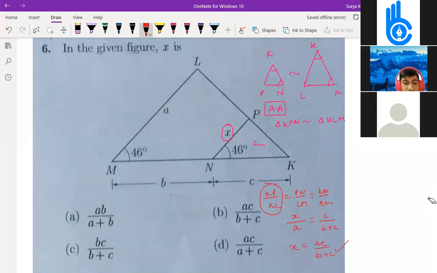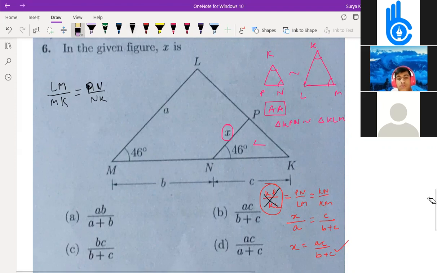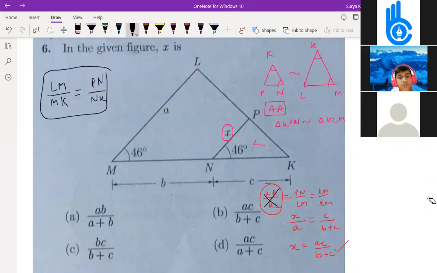Understood, Praharshan? It's the same thing, but I took two of the sides similar to the other. I didn't understand how you are doing LM by MK equals PN by NK. Acha, PN by NK, right? Okay, yes. Then substitute. Okay, understood. Same thing. Yeah, fine. It's correct.